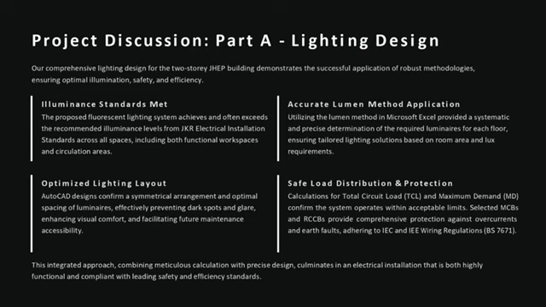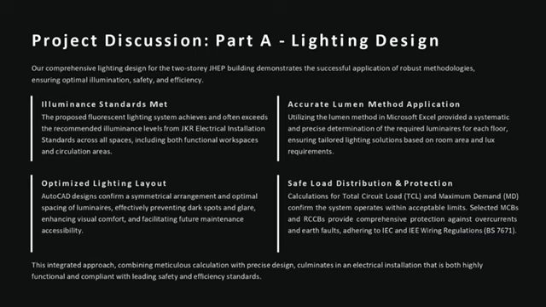I will be presenting the discussion and conclusion for Part A, which focuses on the lighting design for the two-story JHAB building. Okay, for the project discussion part, lighting design, the first one is illuminance standard met. The proposed fluorescent lighting system meets the recommended illuminance level based on the JKR electrical installation standard. The second one is accurate lumen method application. The lumen method was applied using Microsoft Excel to determine the required number of luminaires for each area.